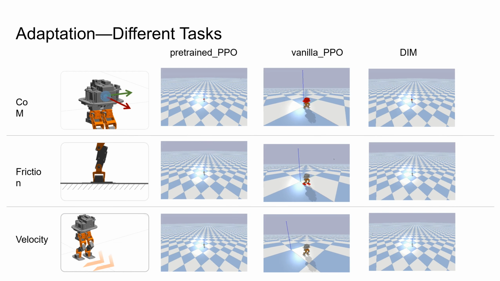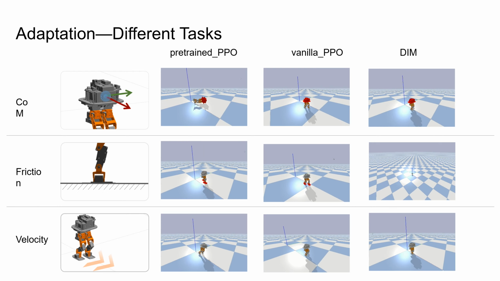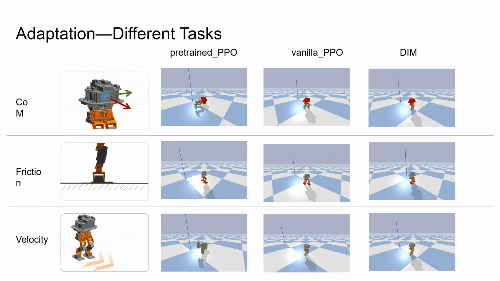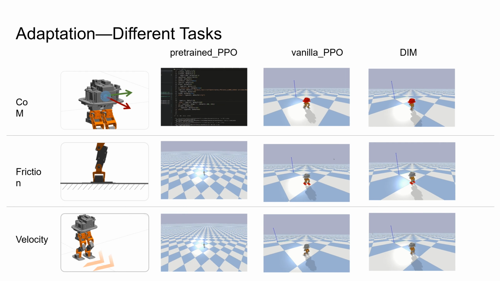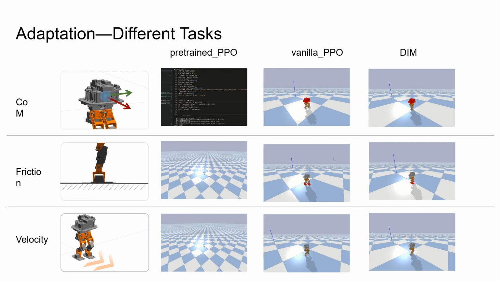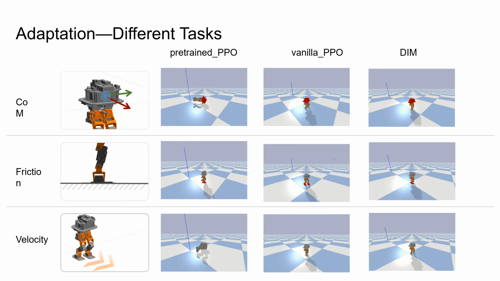We design a bipedal robot simulator with Pi-Bullet and create various tasks to test how different methods can adapt to different scenarios. Our method is compared with other methods on tasks that involve COM, friction, and velocity. The comparison shows that our method outperforms the other methods in terms of adaptation performance.